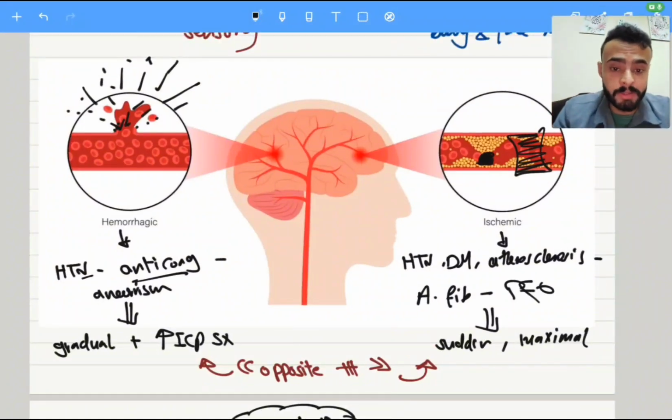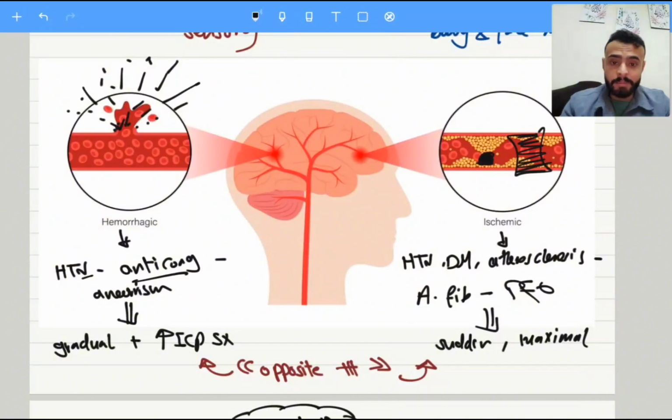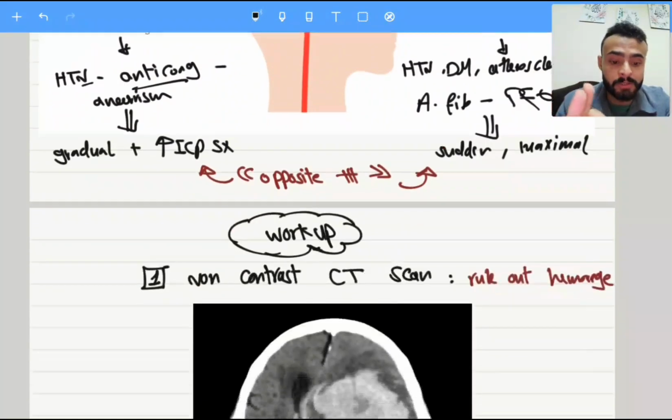Now for the treatment. The treatment of each type is opposite the other. Ischemic stroke blood thinners, I will thin the blood. Hemorrhagic stroke, I will reverse the anticoagulant. So a misdiagnosis can kill the patient. If my patient has hemorrhagic stroke and I give him blood thinners, this can increase the bleeding and can kill the patient. That's why I should make a correct diagnosis.